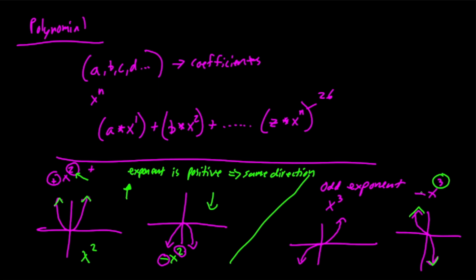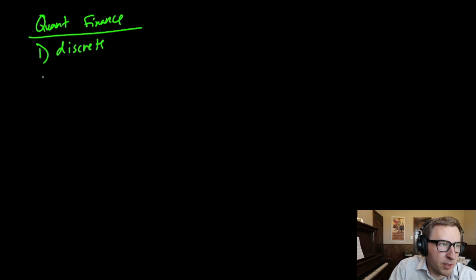And then the negative piece is going to flip this around the x-axis, the horizon here. So we saw that in this case as well. This was the x-axis, the X squared flipped over the horizon. So just a quick introduction on these kind of pieces of this. So let's look at a quant finance example here. And it's important to note, we kind of have two states here. We're going to have discrete and we're going to have continuous.